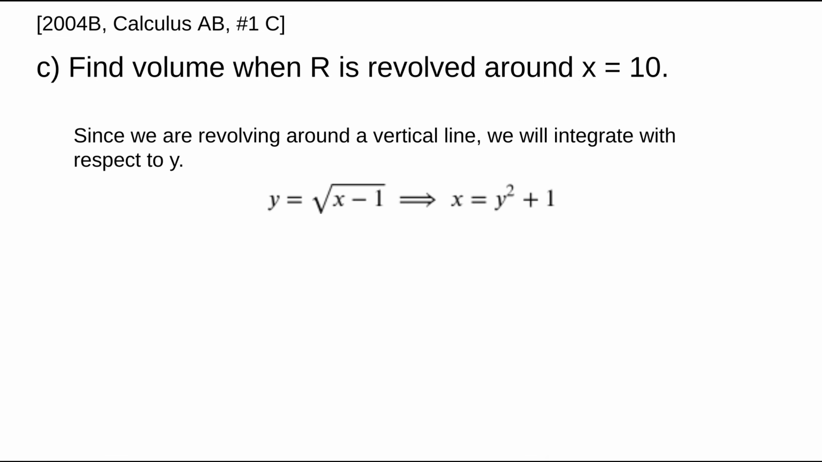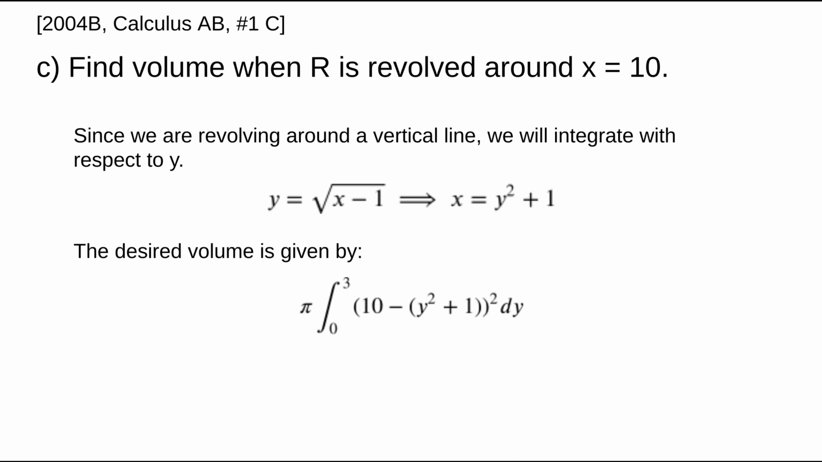So if we have y equals the square root of x minus 1, and I solve that for x, I get x equals y squared plus 1. But then my bounds also change. Instead of integrating from 1 to 10, I have to integrate from the corresponding y values, which in this case would be 0 and 3. But it's strictly disk method here. There's nothing carved out of this when we revolve around the line x equals 10. So I use the disk method here.